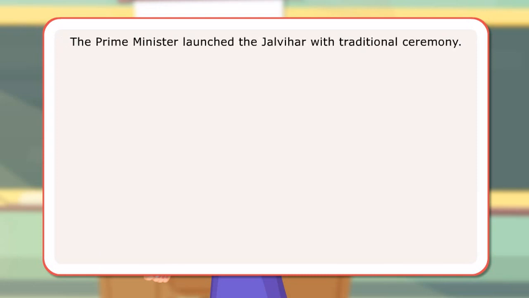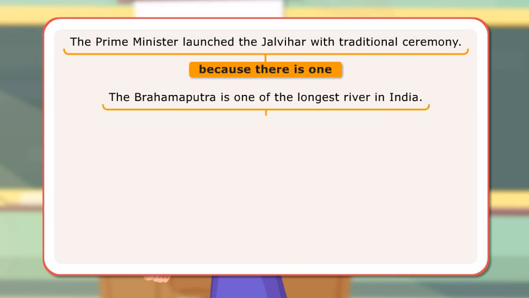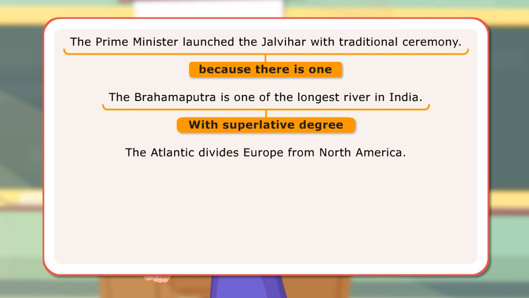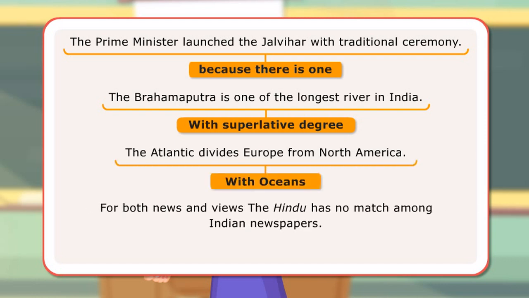Let us look at a few sentences with the definite article the. The Prime Minister launched the Jal Vihar with traditional ceremony, because there is one. The Brahmaputra is one of the longest rivers in India. With superlative degree. The Atlantic divides Europe from North America. With oceans. For both news and views, the Hindu has no match among Indian newspapers.